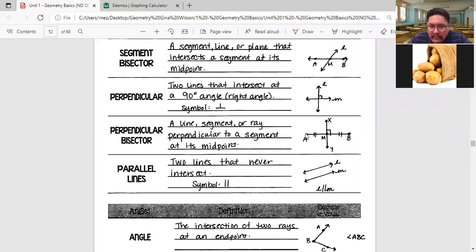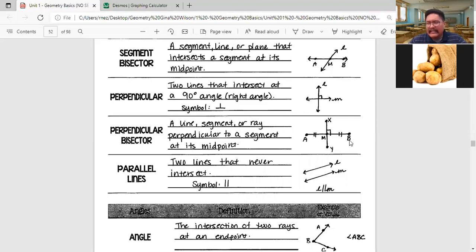So here, AB is the main line we're looking at. Now XY cuts it directly in half. So AM and MB are going to be congruent, and they mark congruence. Sometimes they use these little marks here to show that they are congruent. So that bisects both of those lines.